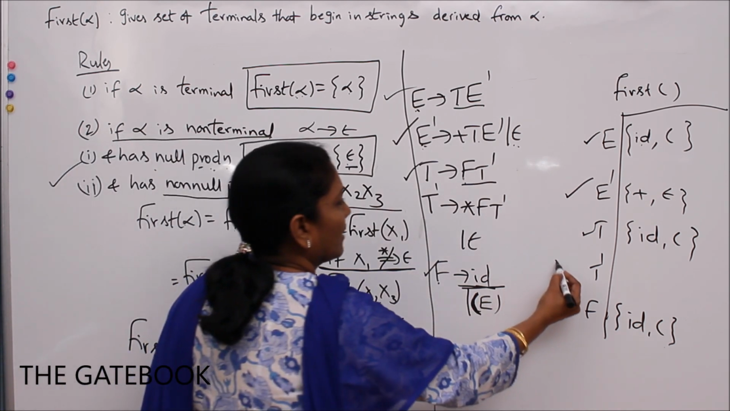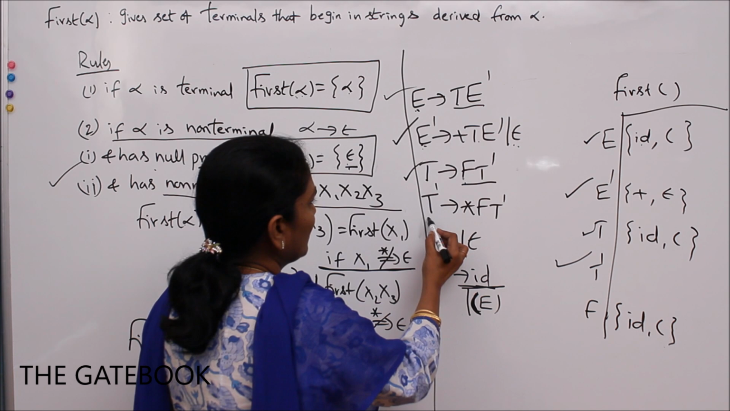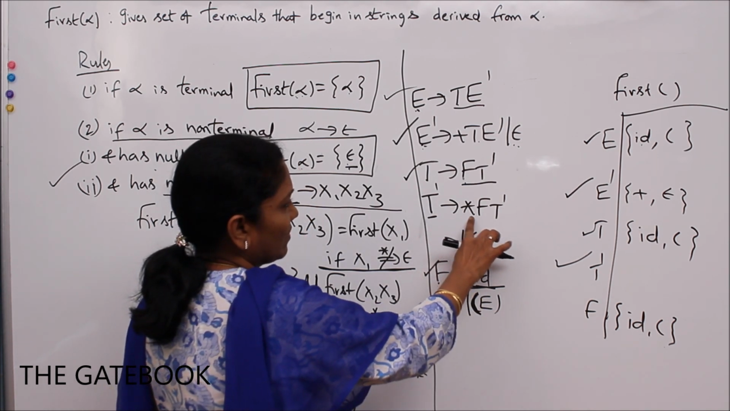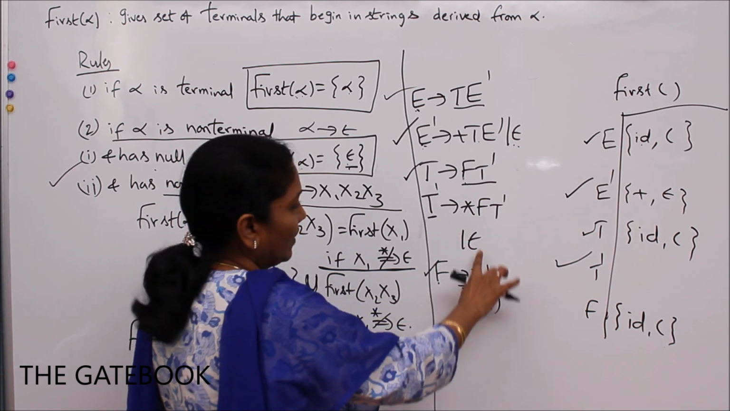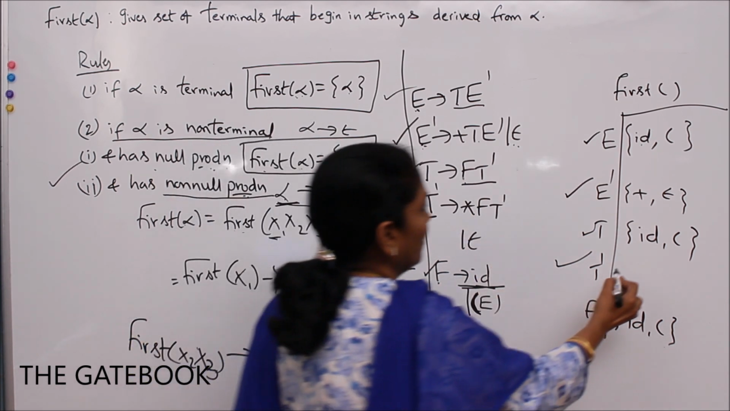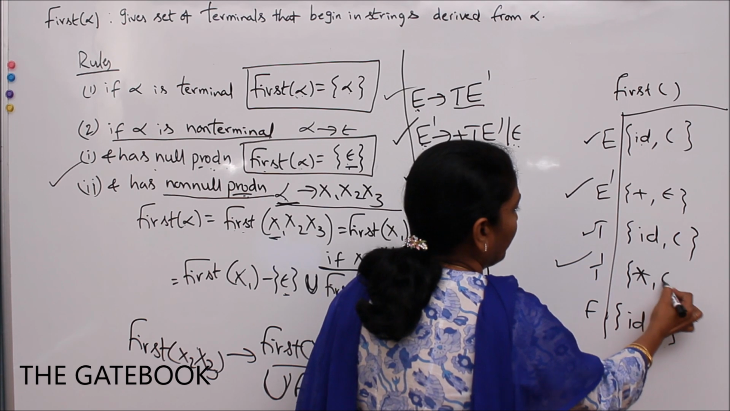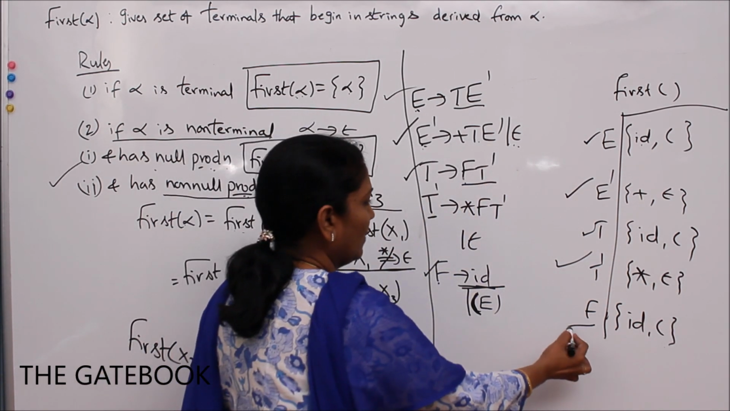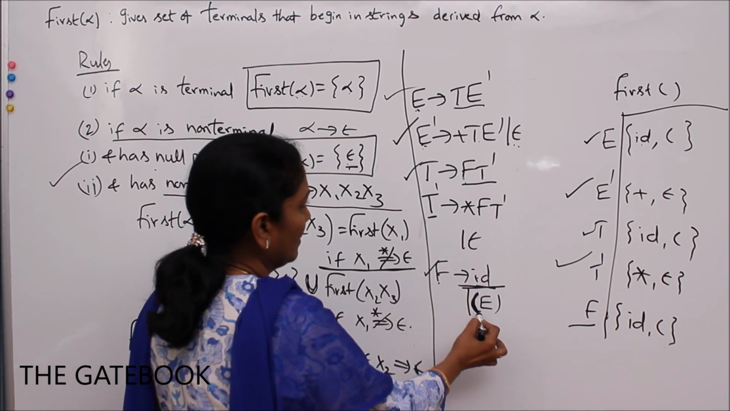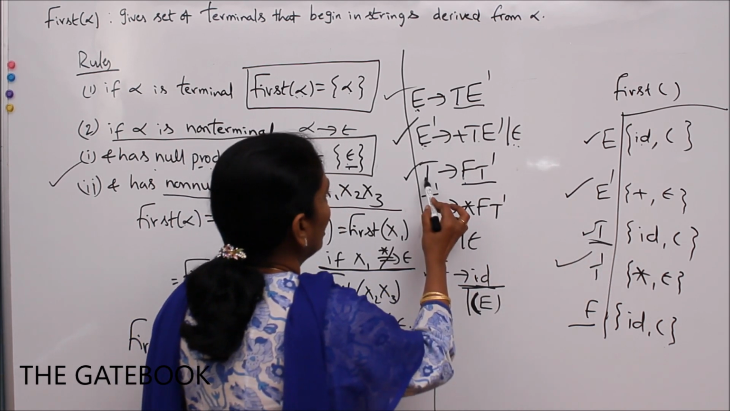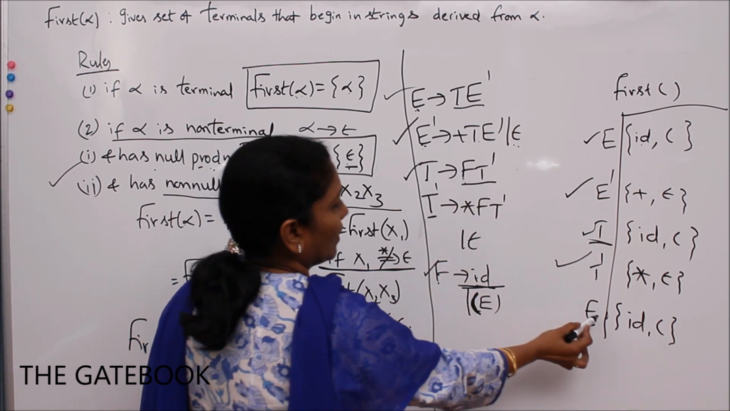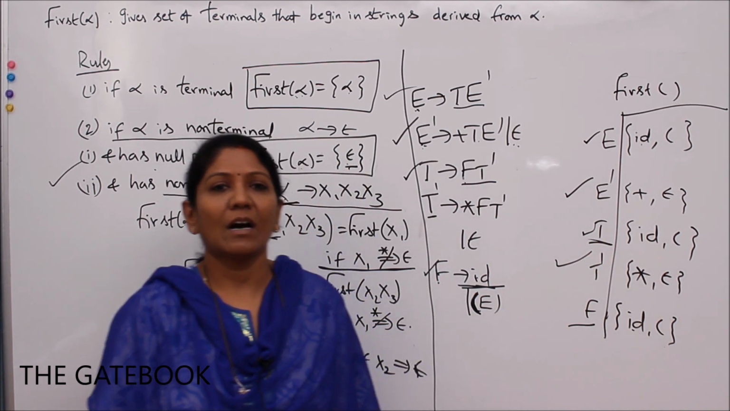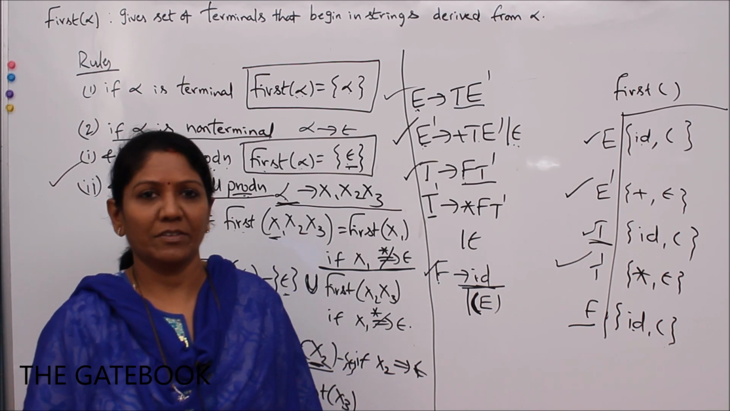Now if you look at T dash, first of T dash is what? Let us straight away apply. First of T dash is first of star T dash, which is star, and also epsilon. So star, epsilon. What is first of F? Let's see once again. First of F is ID, this one. What is first of T? First of T is first of F. So whatever you have here, the same thing will be there. This is how we find out the first function.